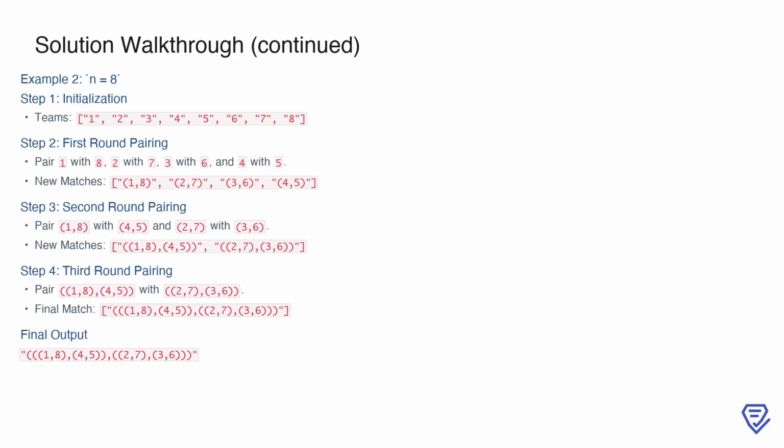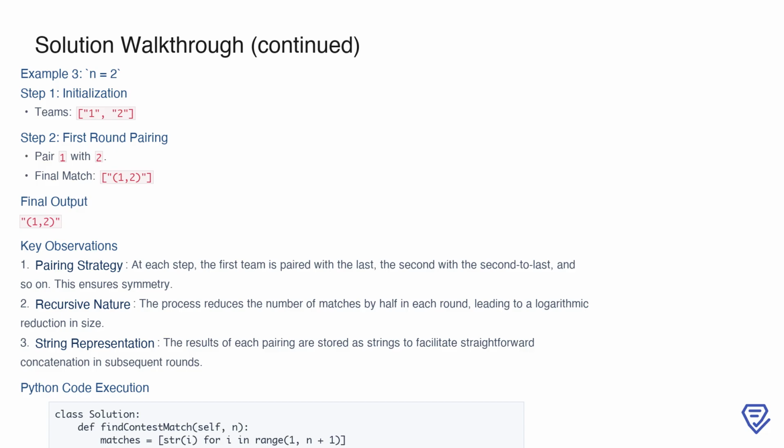In the third and final round, these two matches are paired together, resulting in the single final match 1 8, 4 5, 2 7, 3 6. The process demonstrates how the pairing mechanism operates consistently across rounds, halving the number of matches each time until only one match remains. For a smaller example with n equals 2, the process is much simpler. The teams start as 1, 2, and since there are only 2 teams, the first round directly pairs 1 with 2, producing the final match 1 2. This highlights the base case of the problem, where the pairing is immediate.